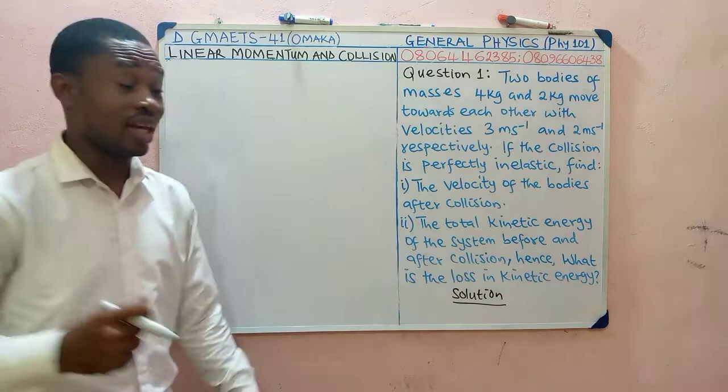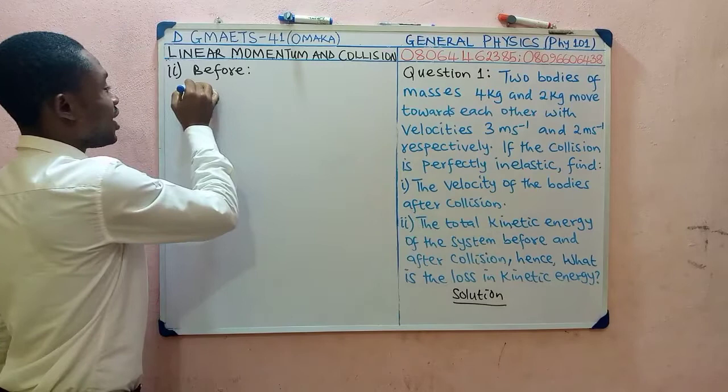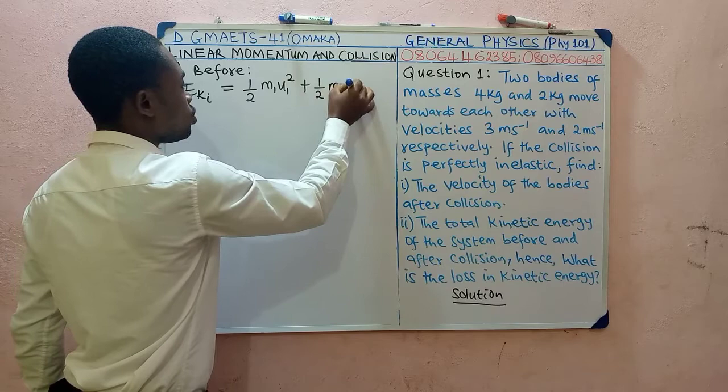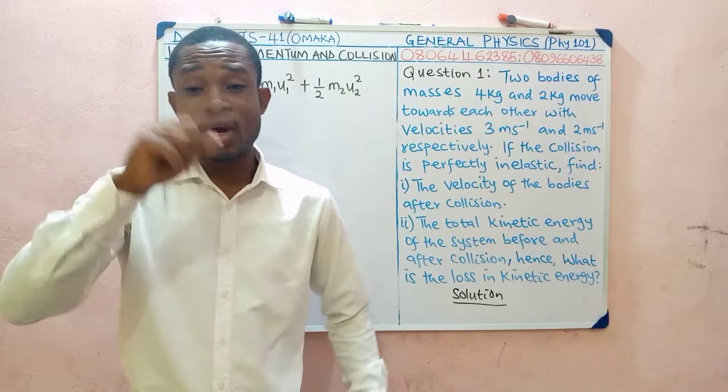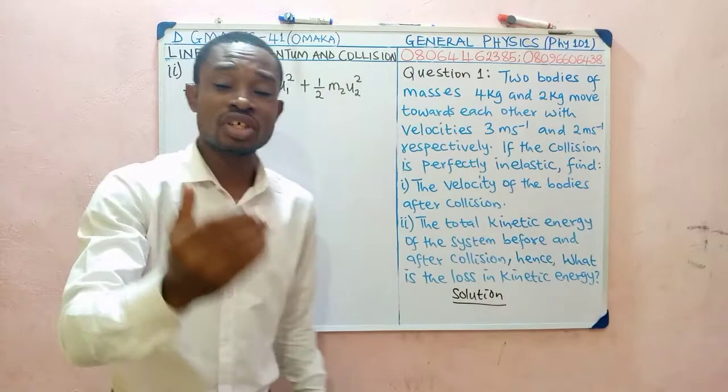Alright, now before, I'm going to write before, what are the parameters we know? But before then, remember we are calculating kinetic energy. So in that case, the initial kinetic energy is going to be 1/2 m1u1 squared plus 1/2 m2u2 squared. This is going to be the formula. Remember, kinetic energy is 1 over 2 mv squared or mu squared, depending on the symbol you use for velocity. So initially, this is going to be the total kinetic energy, that is the initial kinetic energy before collision, right?